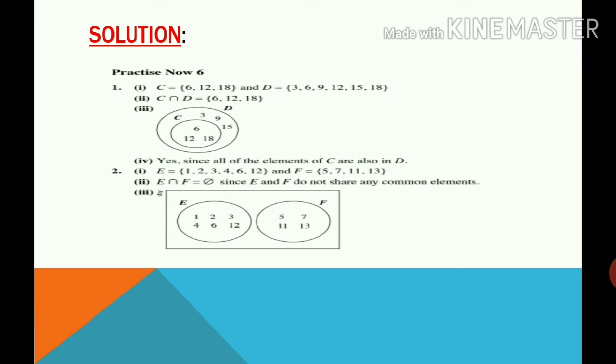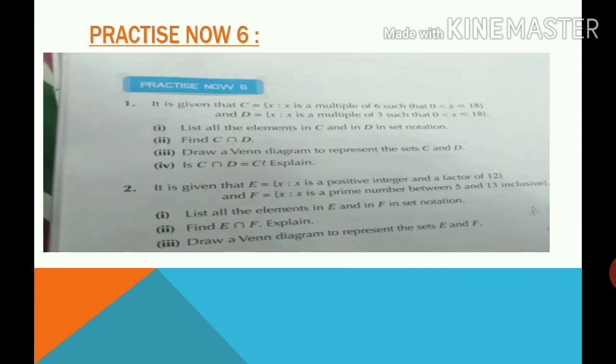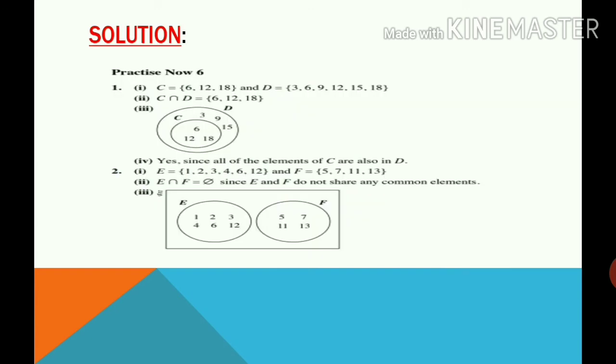Now let's come to the third part. The third part is draw a Venn diagram to present the sets C and D. So now you will show it through the Venn diagram. Okay, students, first see the sets C and D. Here you can see that the elements of C are also there in set D. What does it mean? It means that C is a proper subset of D.